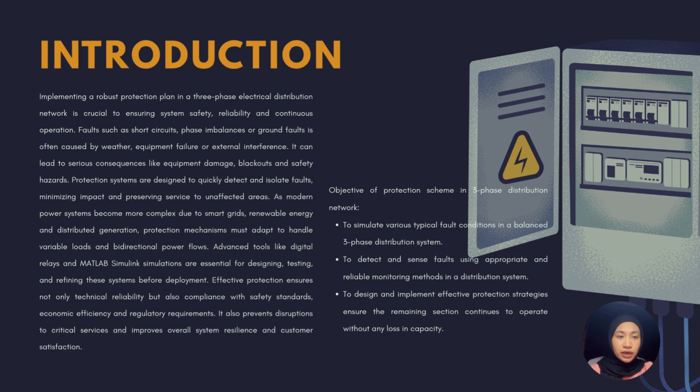For our project, there are three objectives in the three-phase distribution network. We want to simulate various typical fault conditions in a balanced three-phase distribution, to detect and sense faults using appropriate and reliable monitoring methods in a distribution system. And the last one is to design and implement effective protection strategies, ensuring the remaining sections continue to operate without any loss in capacity.